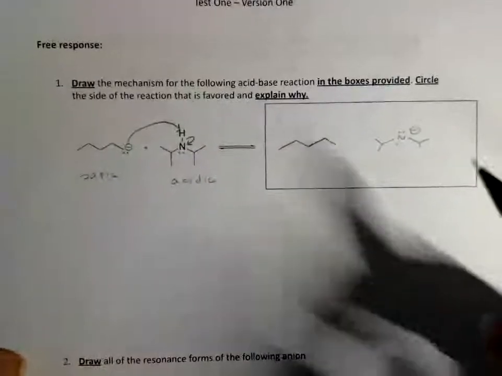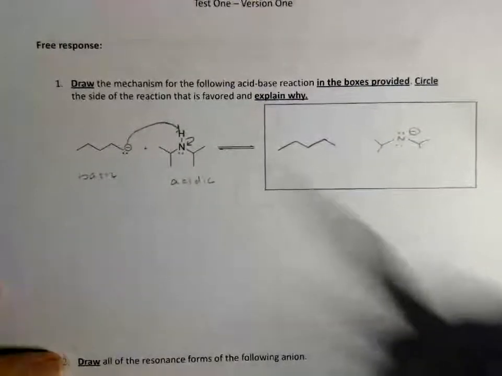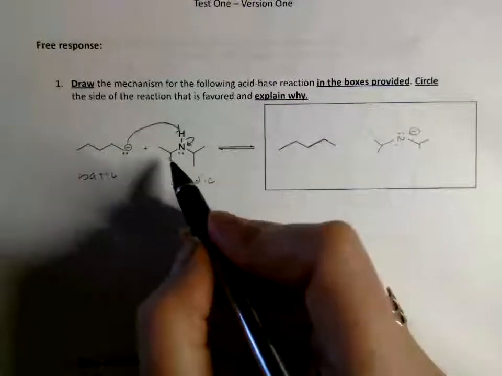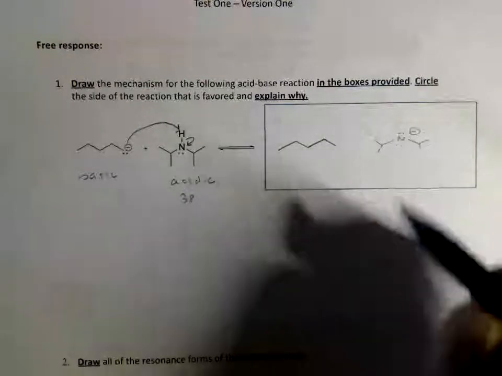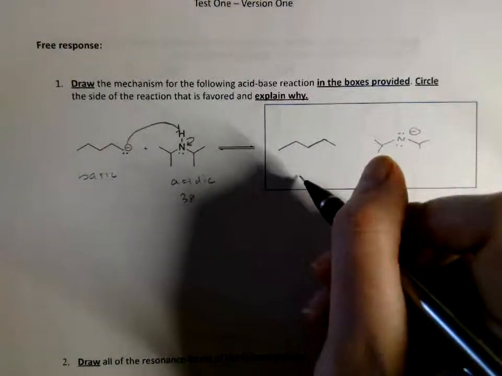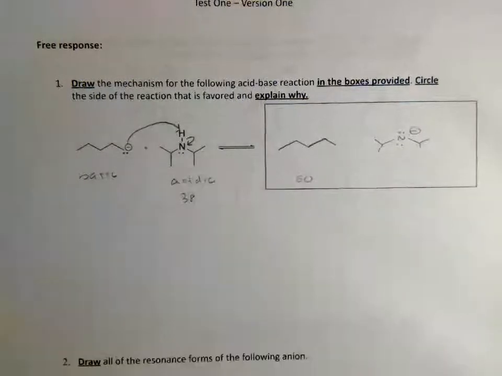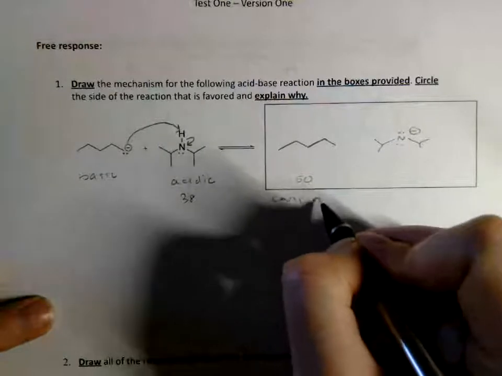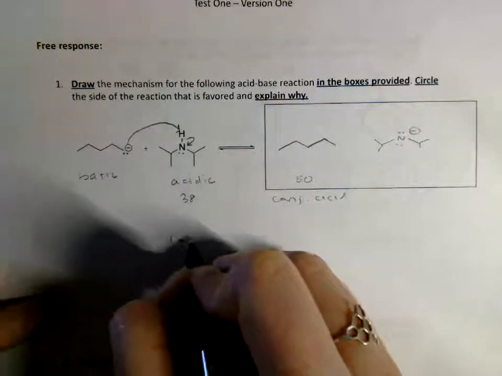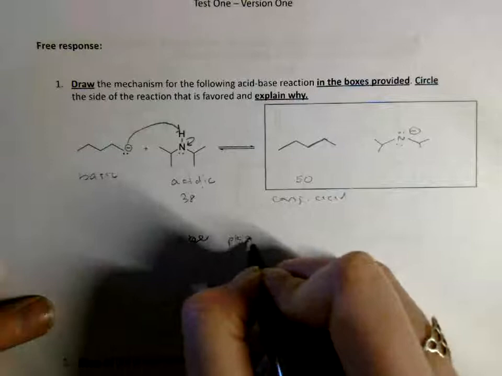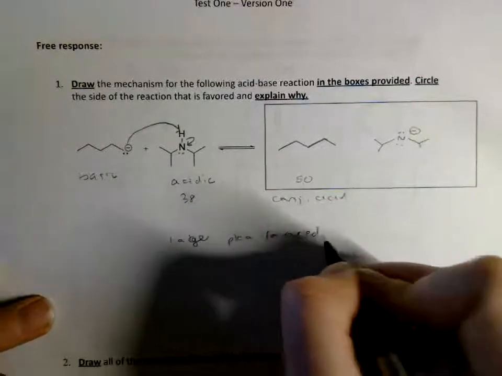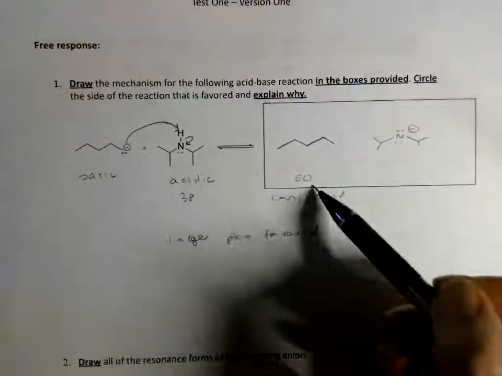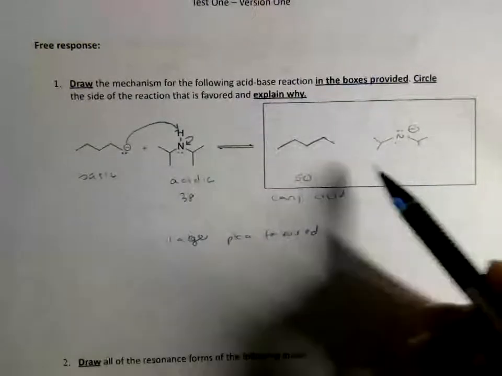Then we're going to circle the side of the reaction that's favored. So this is again about comparing acidity and pKa. So the pKa of this is 38, and the pKa of this is 50. So when we're thinking about which side is favored, the weaker acid is going to be favored. So if this is the base and this is the acid, this is the conjugate acid. So the larger pKa will be favored because it's more stable. The other way you can think about it is low to high, so smaller to larger, it will fly. So it's going to go this direction.